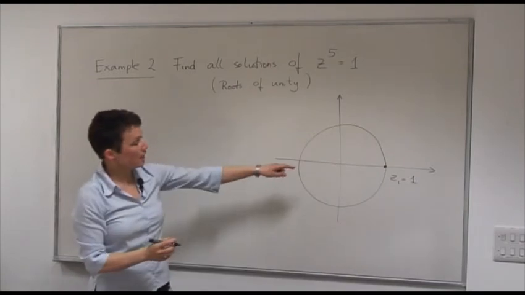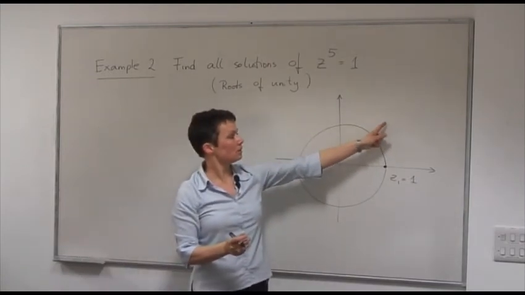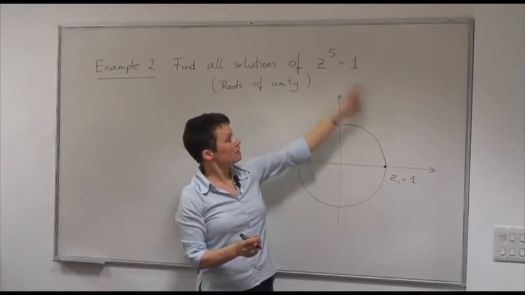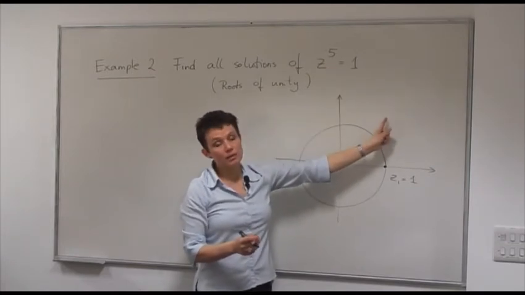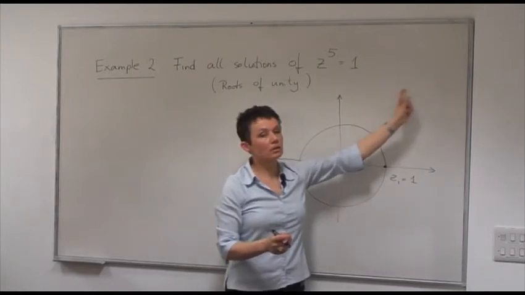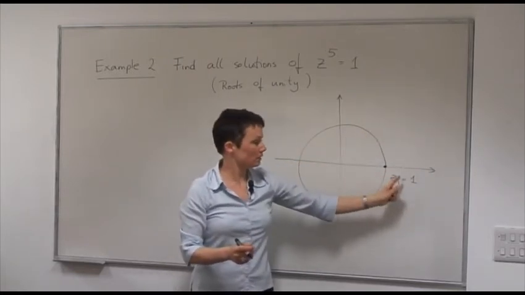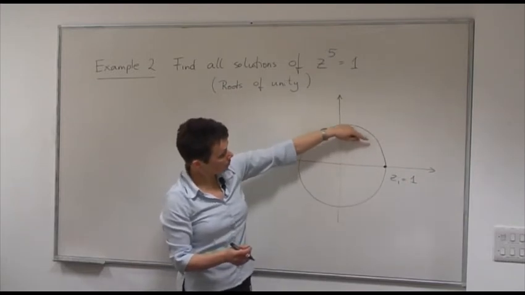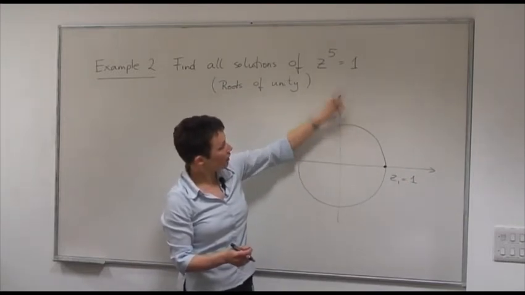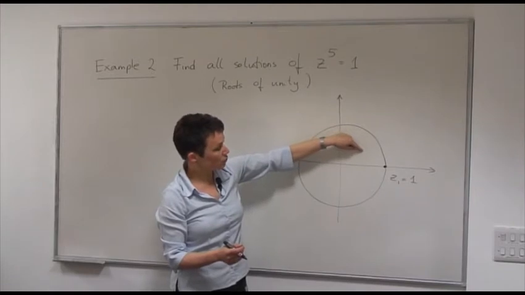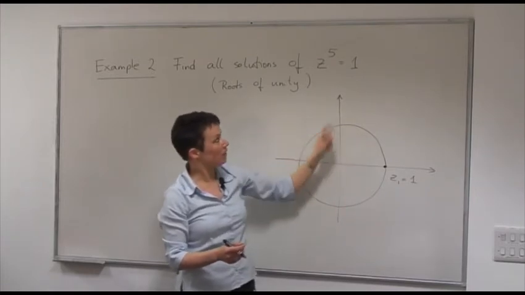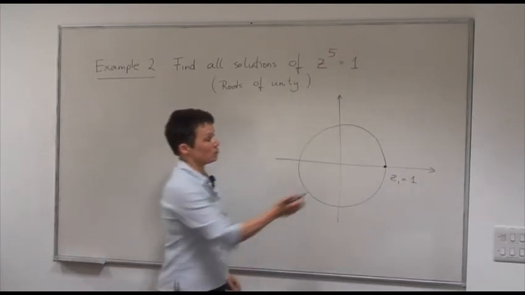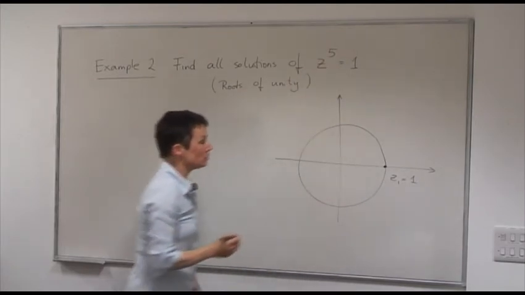And so why is that? Well, if a solution would lie out here, as I raise such a number to the power 5, its modulus would grow, and its fifth power could never have modulus 1. If the number were to lie inside the circle, as I raise it to the power 5, its modulus would decrease and could never have modulus 1 when I get to the fifth power. So the solutions have to lie on this unit circle.